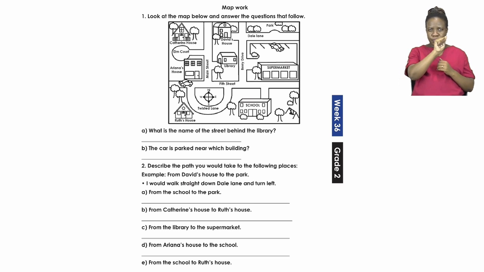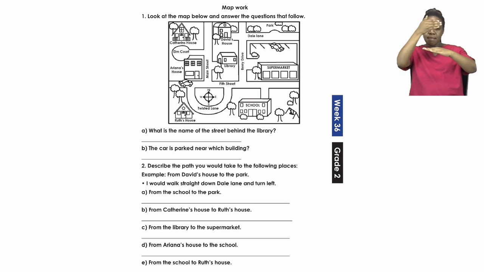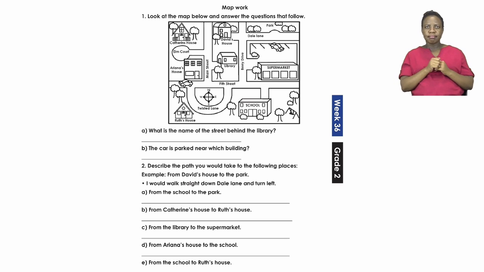A, what is the name of the street behind the library? So here you have to find a street name. B, the car is parked near which building? All right. Then number 2, describe the path you would take to the following places. Now here you have to look carefully at your paths so that you can describe. Now let's quickly look at the example.